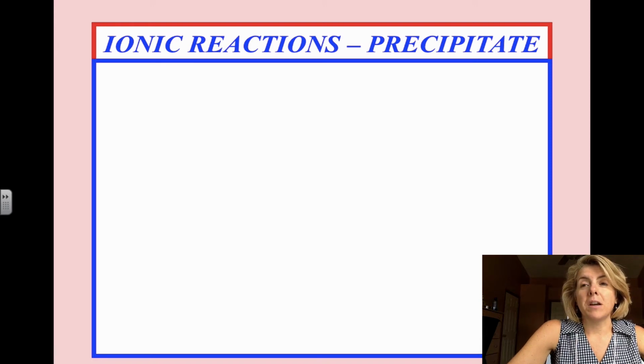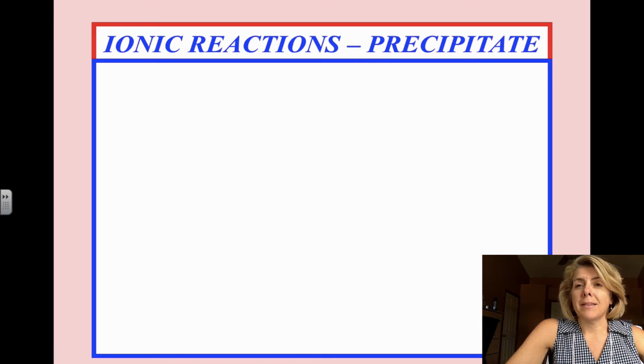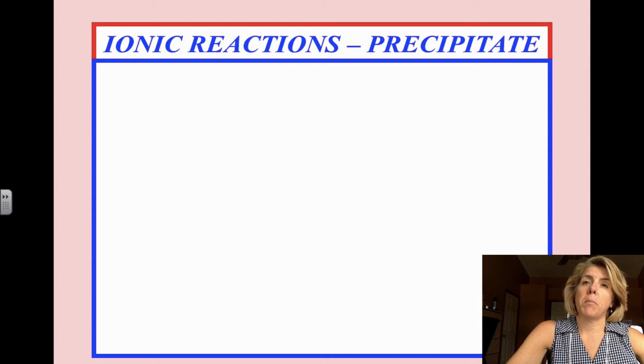This is part 3 of chemical reactions. For the first video, we looked at how to write a chemical equation and how to balance it. The second one, we looked at how to identify the types of chemical equations. In this third segment of the chapter, we want to talk about ionic reactions and how we have formation of a precipitate.